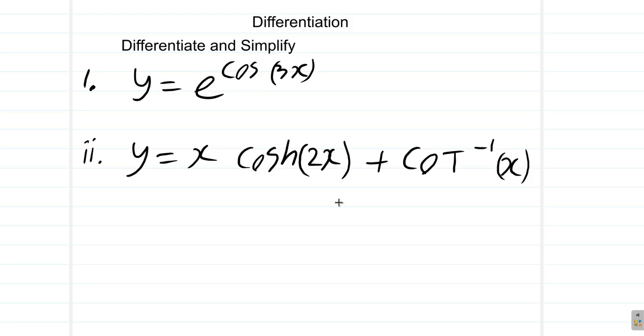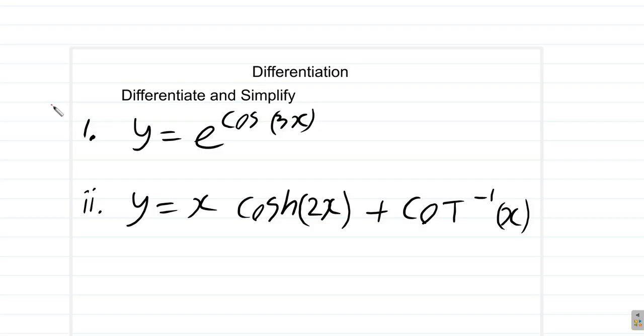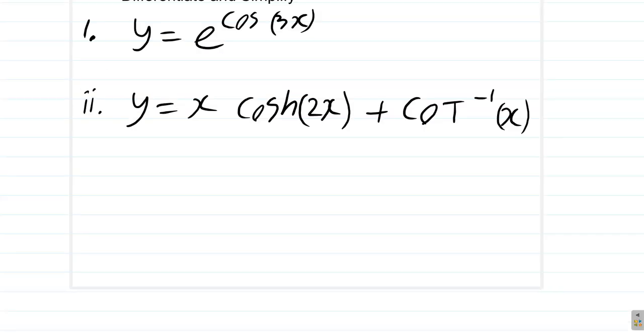You're being asked to differentiate and simplify y equals e to the cos 3x. Now, as you can see, this is a composite function. However, it is a function e to the this of a function cos this of another function which is 3x. So you have 3 functions here instead of 2 as usual cases. But let's concentrate on this.